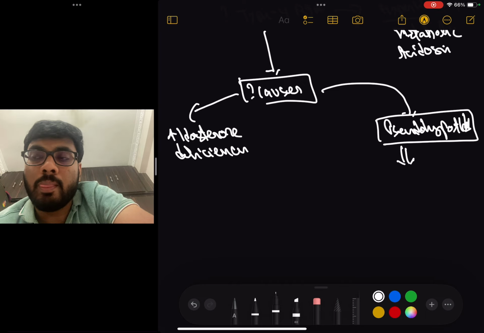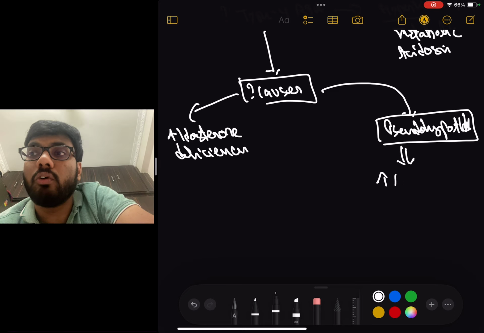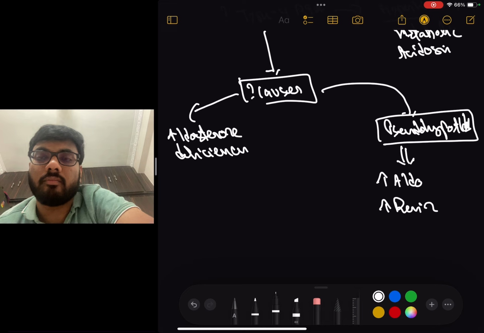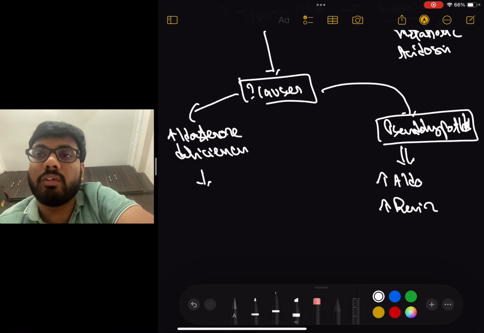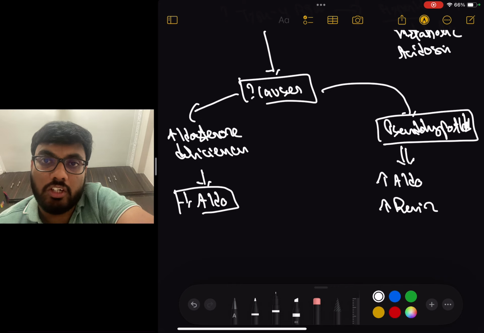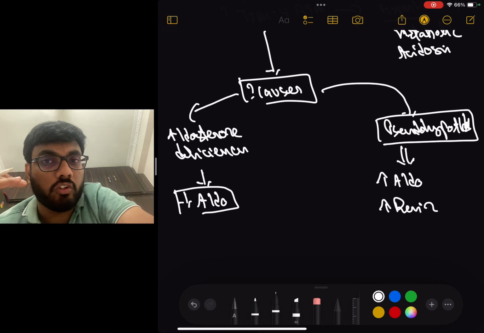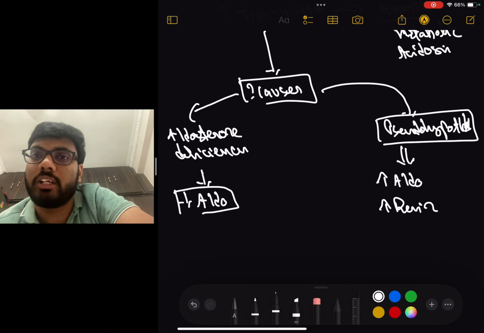In pseudohypoaldosteronism, the patient will have manifestations of hypoaldosteronism, but plasma levels of aldosterone are elevated, as are plasma levels of renin. Correct. Aldosterone deficiency means the patient will have reduced aldosterone, so it is not acting on the aldosterone receptor. If the aldosterone receptor is not stimulated, the ENaC channel is also not stimulated. There is no reabsorption of sodium and water, and no excretion of potassium and H plus ion. That's why there is hyperkalemia and metabolic acidosis.